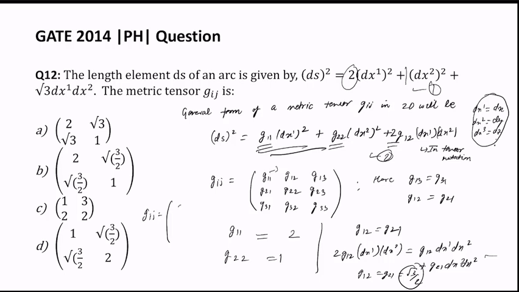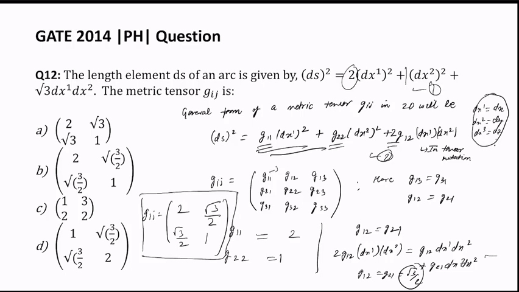So since this is a 2-dimensional case, your metric tensor will be just g11, which is 2, g12, which is nothing but root 3 by 2, g21, which is also root 3 by 2, and g22, which is 1. So this is your metric tensor gij in the 2-dimensional case.